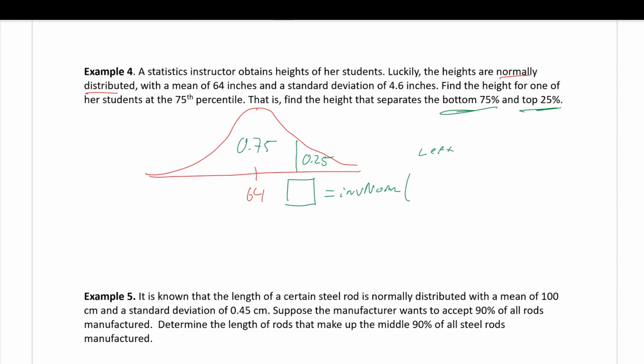Left area, mean, standard deviation. Area to the left in this case is 0.75. The mean, they told us it was 64, and the standard deviation is 4.6. Okay, if we run that through our calculator, and let's go ahead and just round to one more decimal place. So we get something like 67.1. Okay, and that makes sense because 64 was the mean. We know that the 75th percentile was going to be greater than the mean.